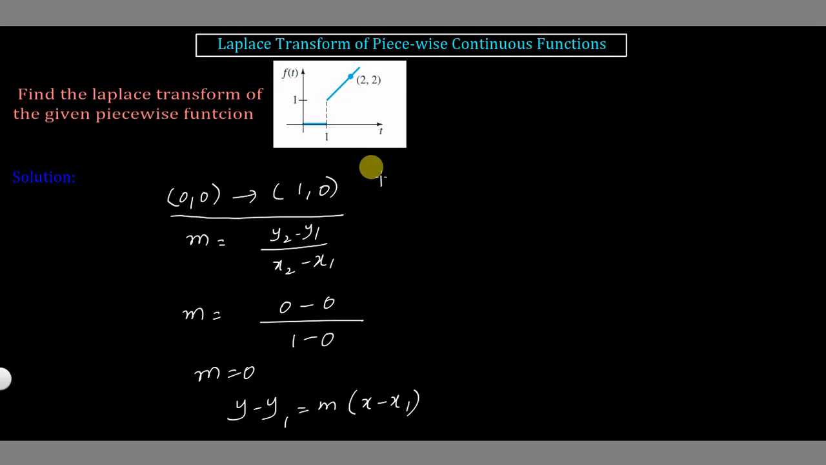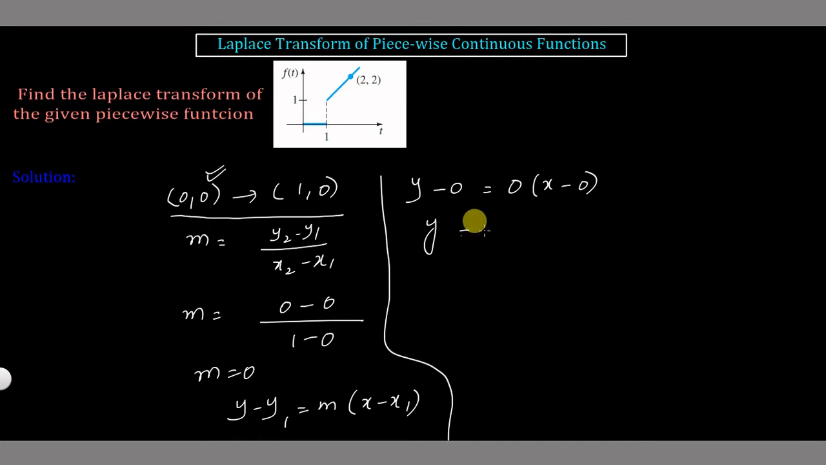Here you can see y minus 0; you can use any of the points. I am using the first point. y minus 0 is equal to 0 into x minus 0. So this is y equal to 0. Here y is actually f of t. So f of t is 0.